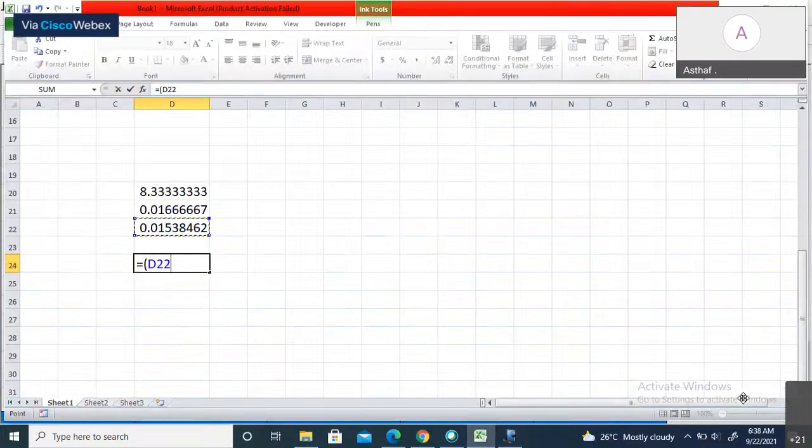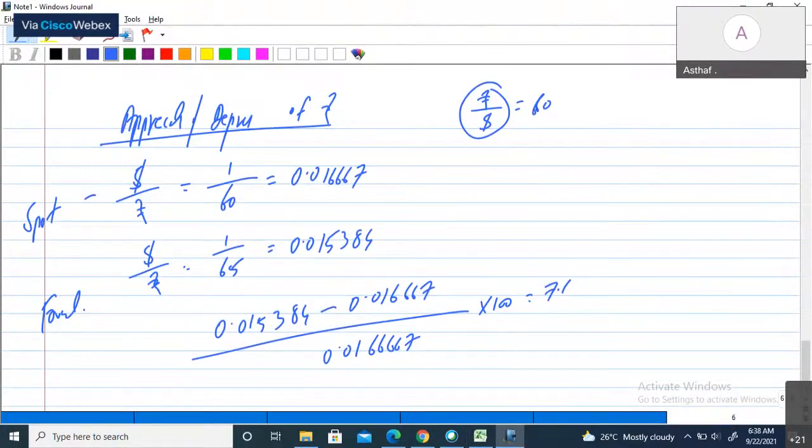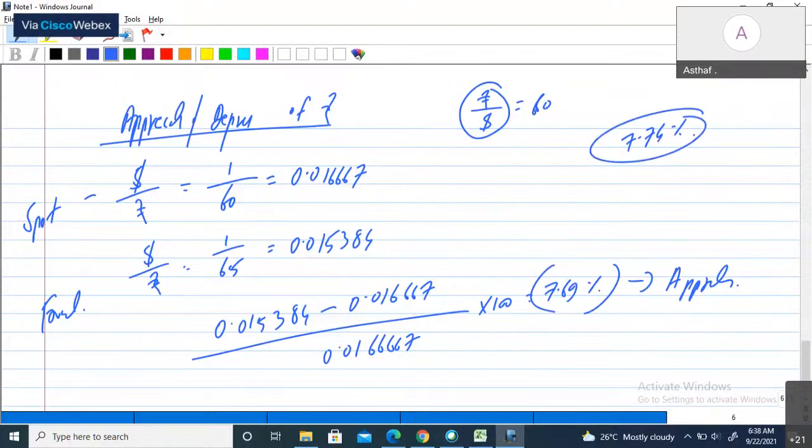So 0.155 minus 0.666 divided by 0.666 into 100. You will get 7.6 again. You can call it appreciation. Some friends got 7.74. That too will be correct.